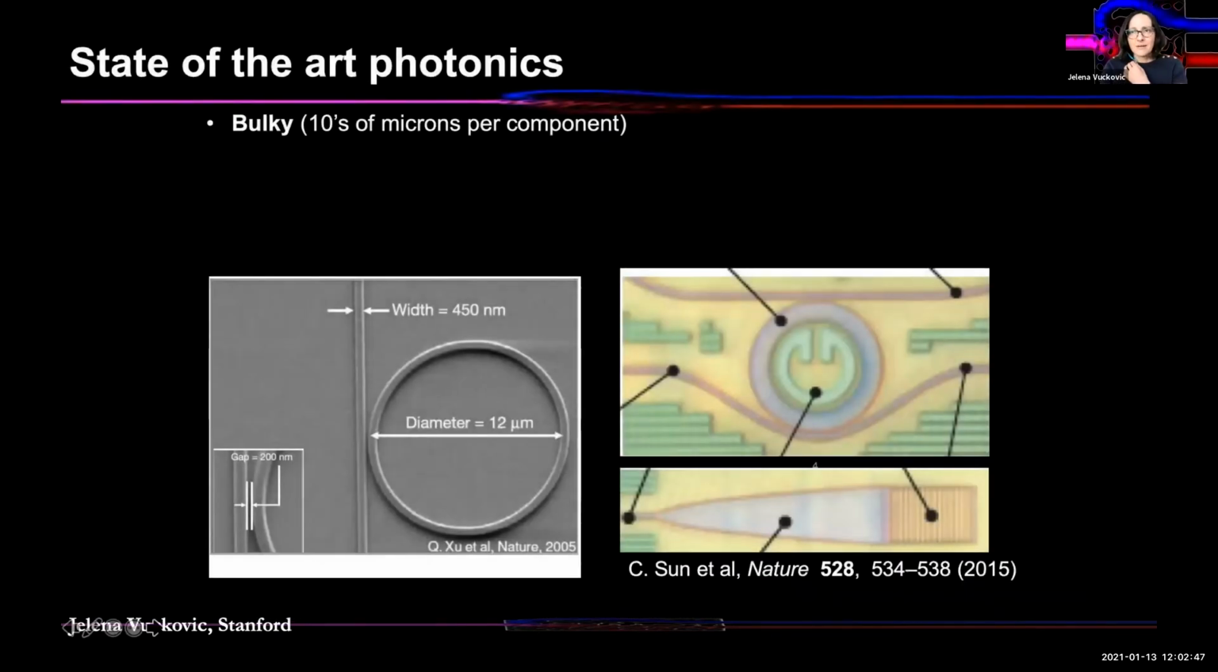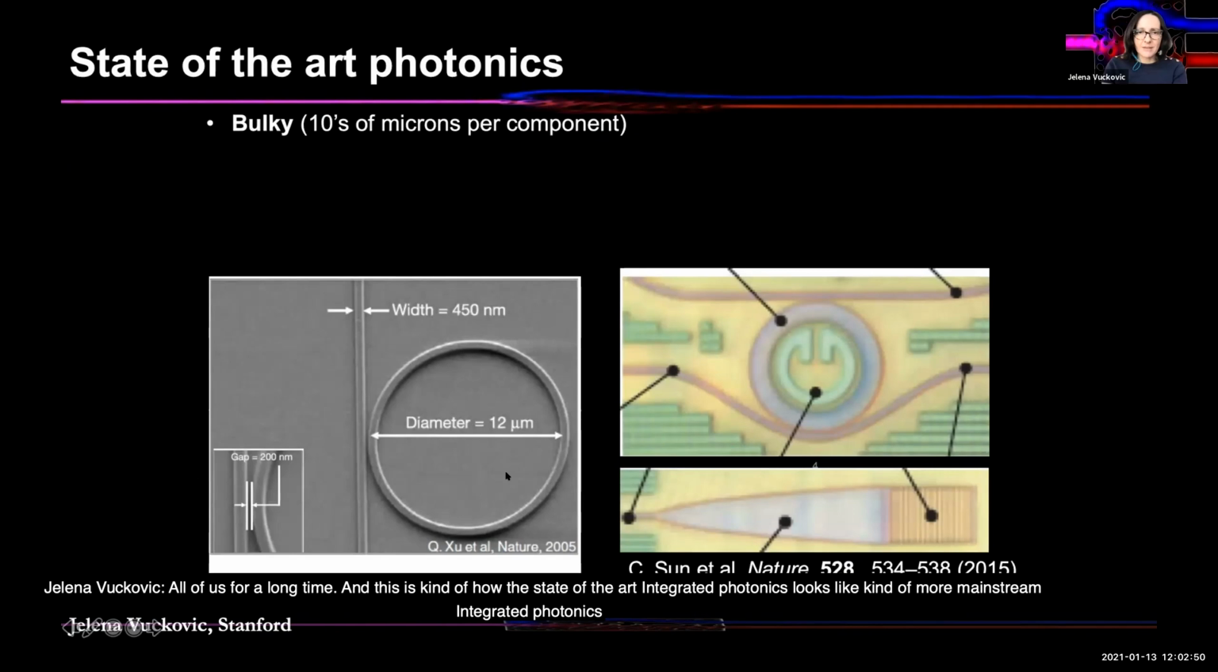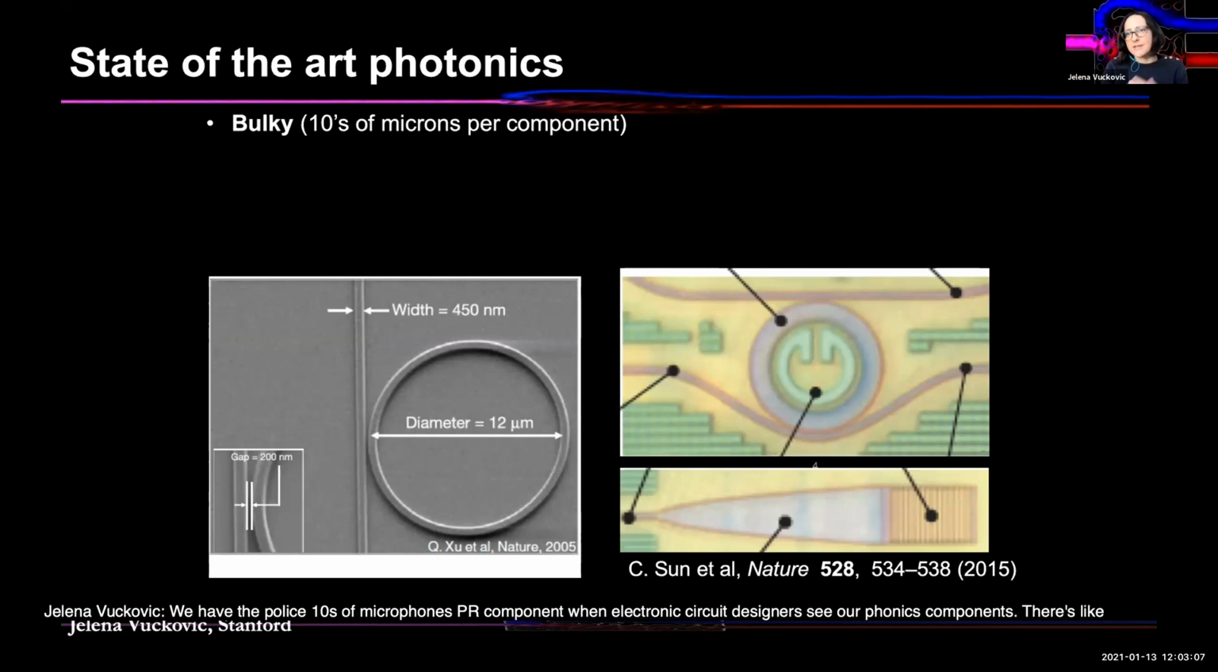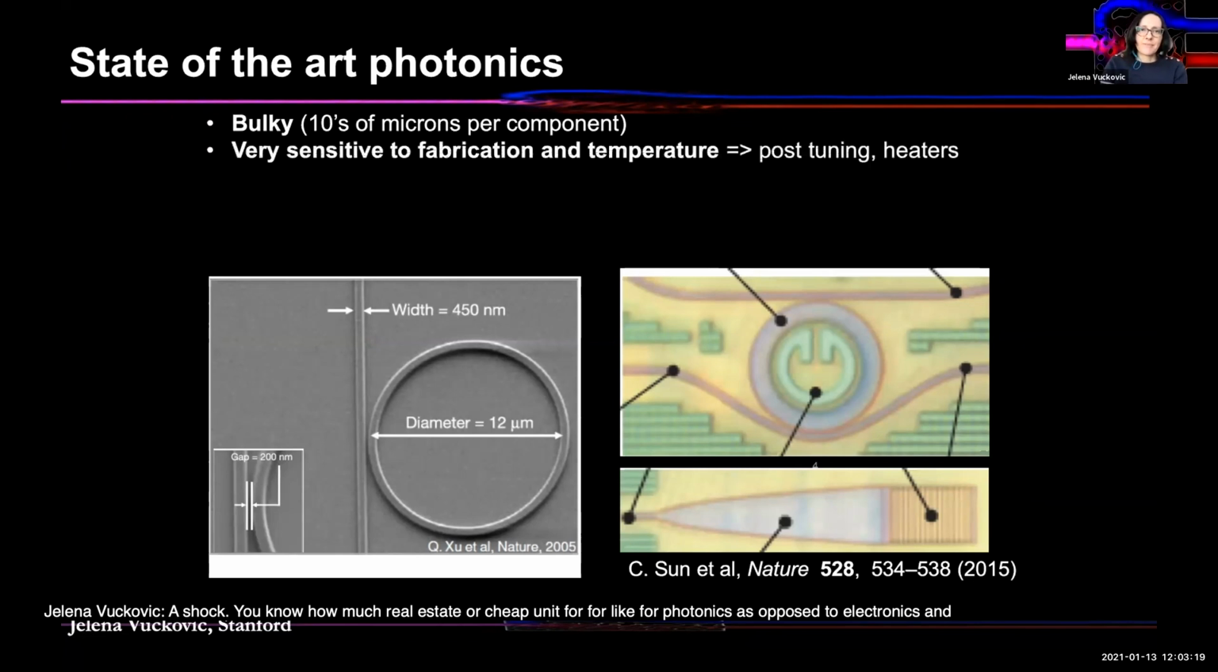And of course, we've all been working on integrated photonics for a long time. This is how state of the art, more mainstream integrated photonics looks like. You have some waveguides, you have some ring resonators, and then some modulators, some grating couplers. But we all know that photonics is pretty bulky. We have at least tens of microns per component. When electronic circuit designers see our photonics components, that's like a shock, how much real estate on a chip you need for photonics as opposed to electronics.